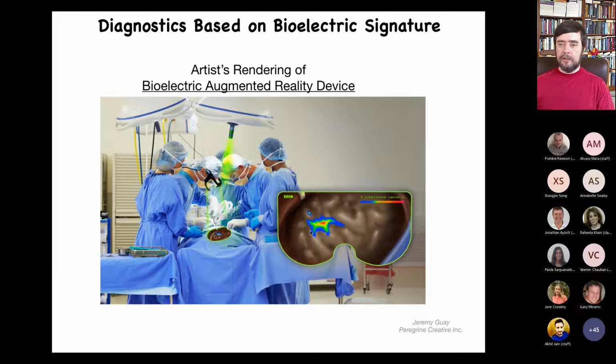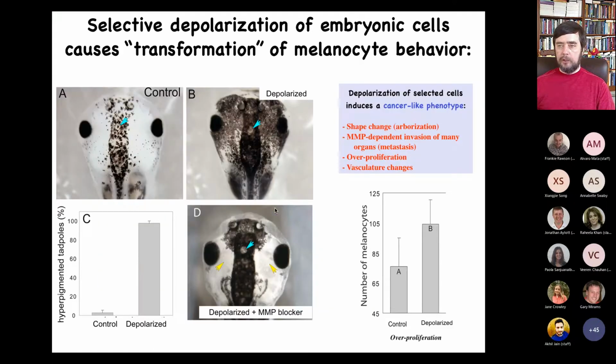So this is one of the things we're working on. Okay, so this is the detection part. Now the question is, can you actually induce this kind of phenotype without genetic damage? And you can. So this is a tadpole. These little black cells are melanocytes. So these are the normal pigment cells.